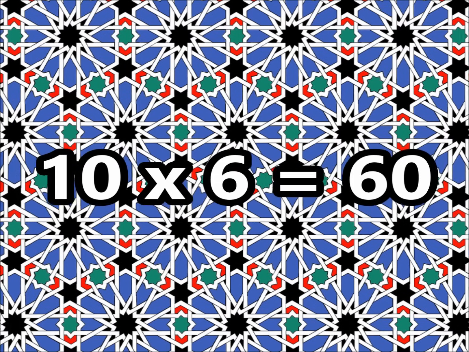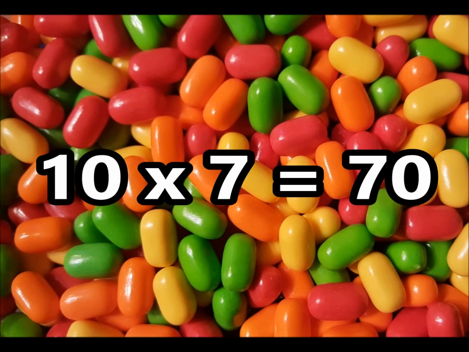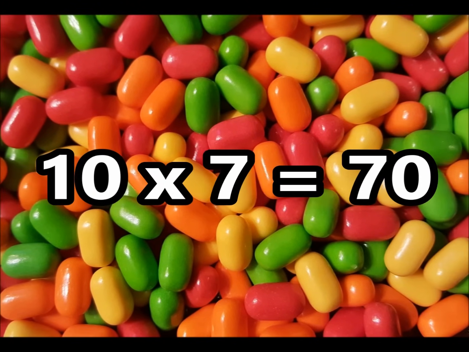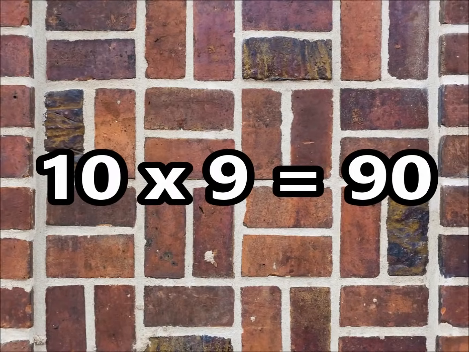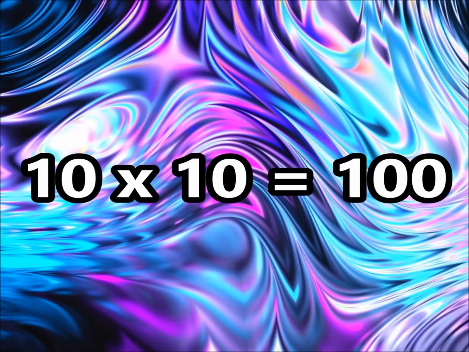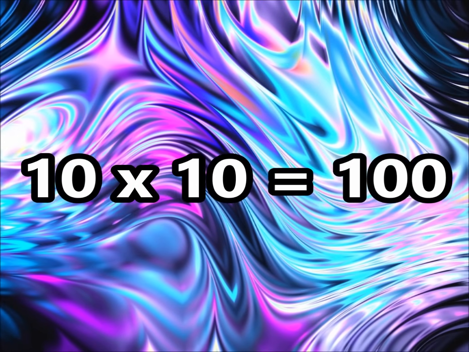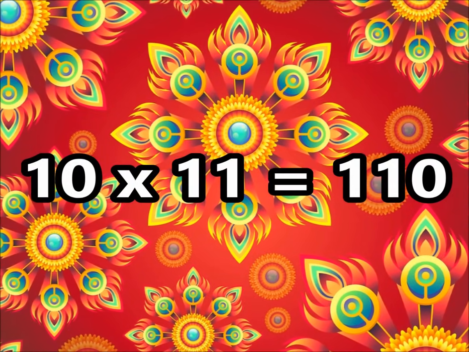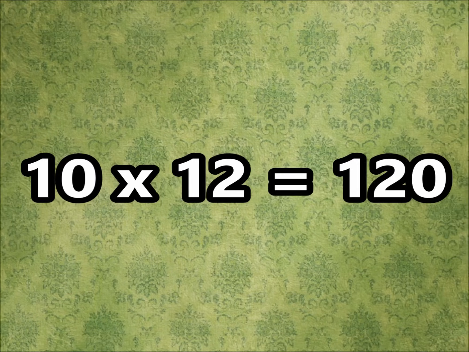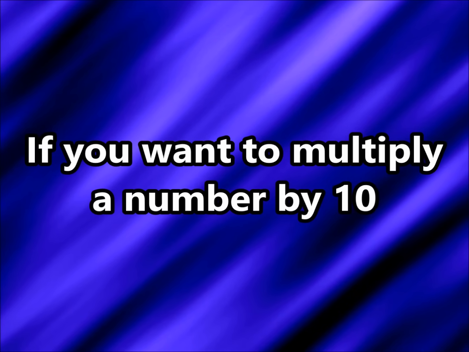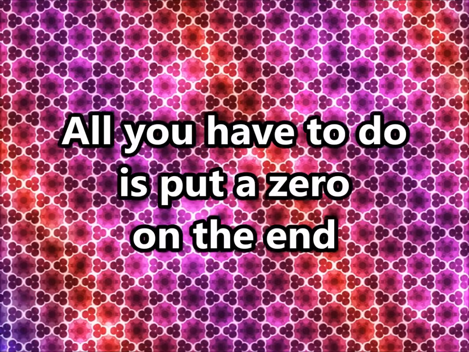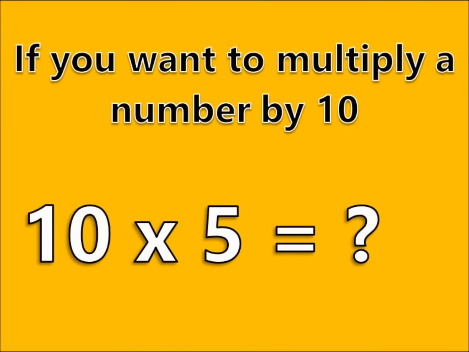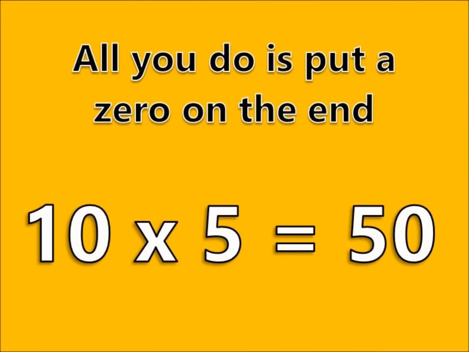10 times 6 is 60. 10 times 7 is 70. 10 times 8 is 80. 10 times 9 is 90. 10 times 10 is 100. 10 times 11 is 110. 10 times 12 is 120. If you want to multiply a number by 10, all you have to do is put a 0 on the end.